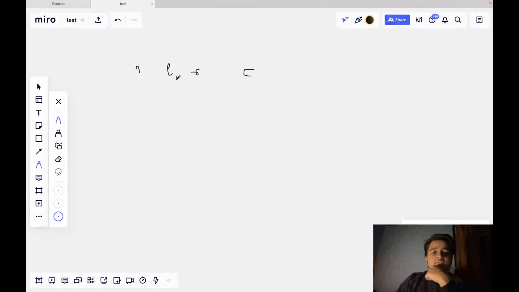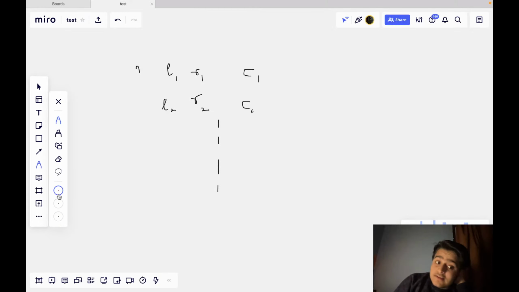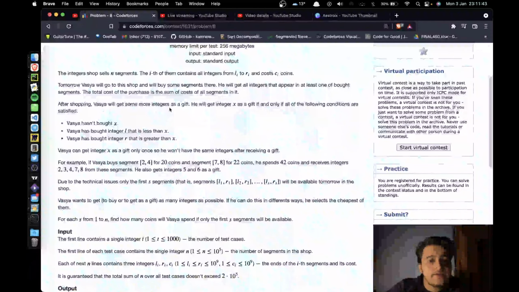Okay, so there are a lot of segments here. This is one segment, this is another segment, which costs C2 coins. Similarly, I have a number of segments in this shop, and Vasya can go and buy the segments from this shop, and whatever segments he buys, he will have to pay the respective number of coins for those segments. It's pretty basic. Okay, after shopping, Vasya will get some integers as a gift.